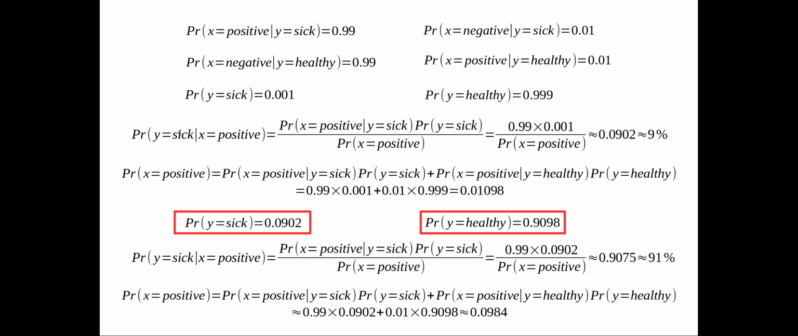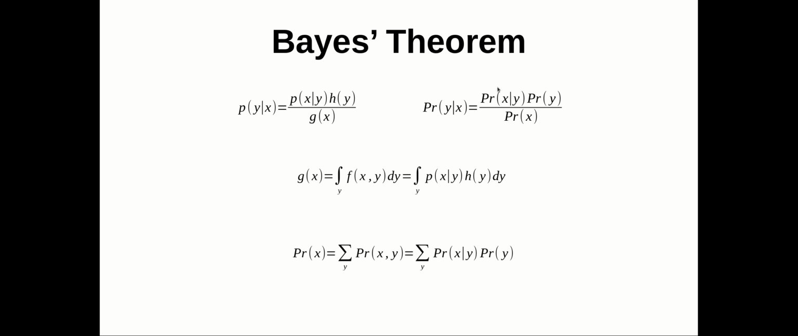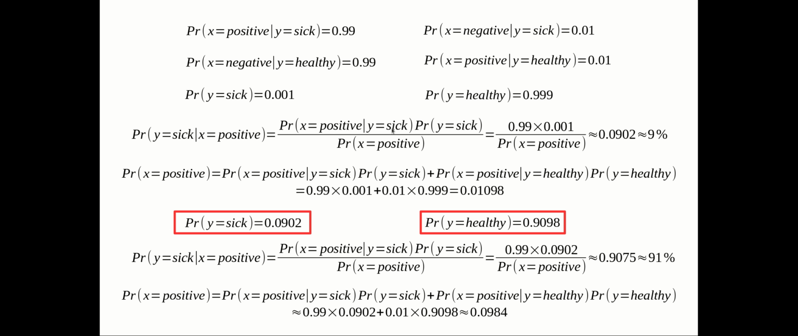So how do we actually compute that based upon the Bayes theorem? The Bayes theorem tells us that the probability of y conditional on x equals, we just take this equation, the conditional probability of x conditional on y times p(y). X equals positive, y equals sick: positive conditional on sick, times p(y equals sick). And then the denominator is p(x), where x equals positive.